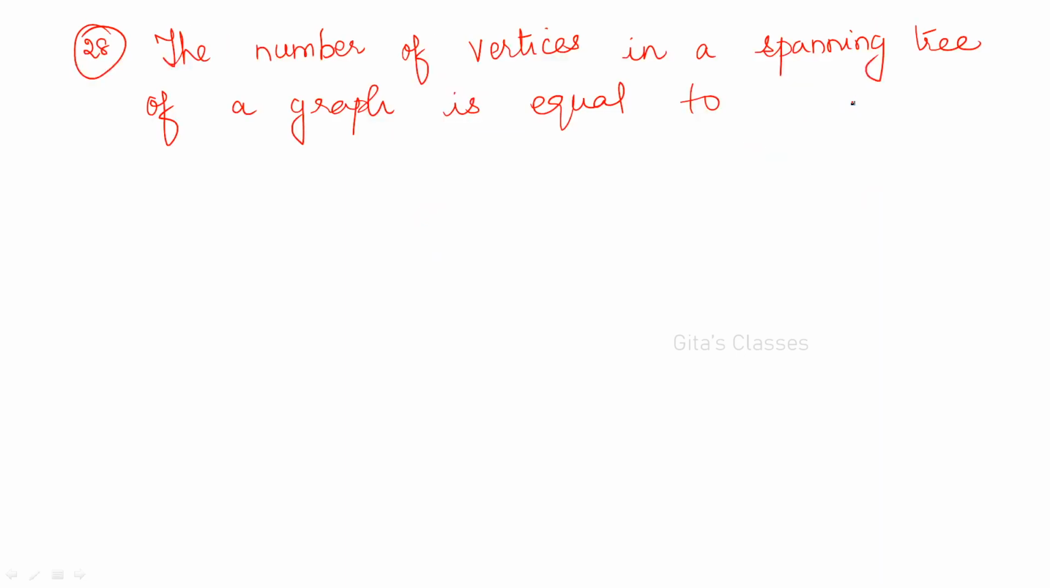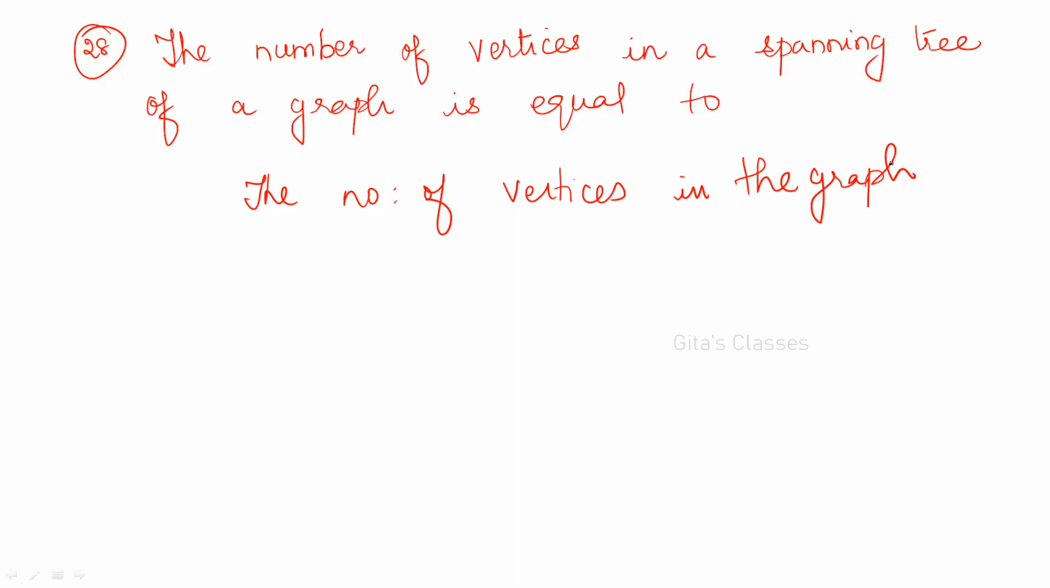And the number of vertices in a spanning tree of a graph. Spanning means what? It should contain all the vertices of the given graph. So the number of vertices in a spanning tree of a graph is equal to the number of vertices in the graph. If it contains all the vertices, then only we call it a spanning tree.